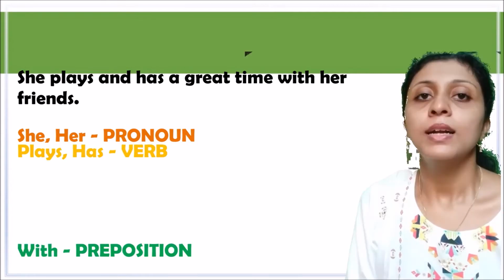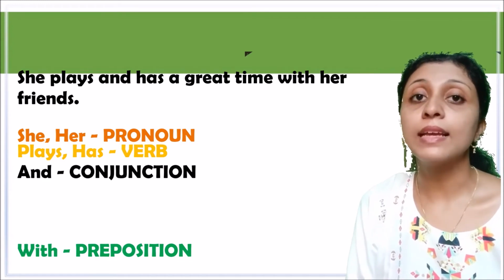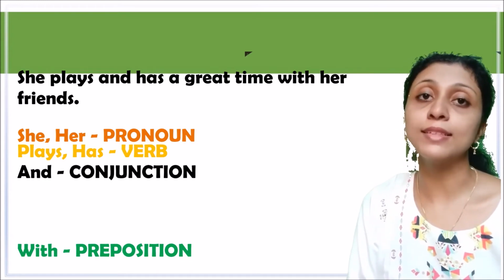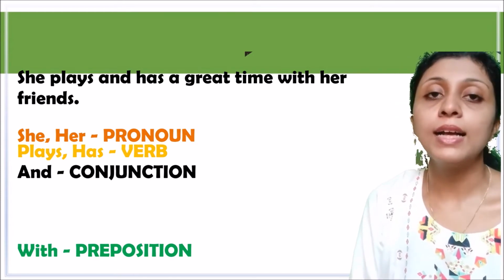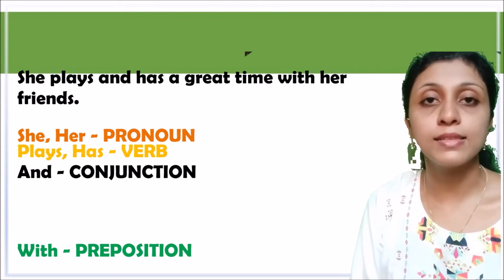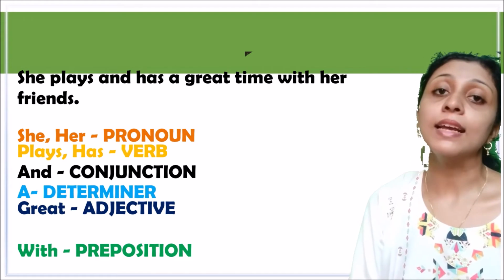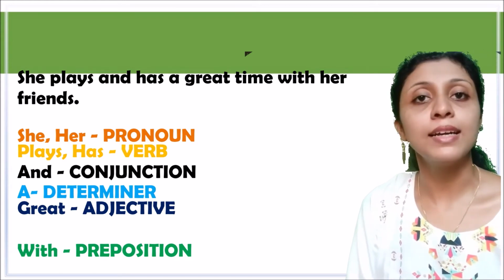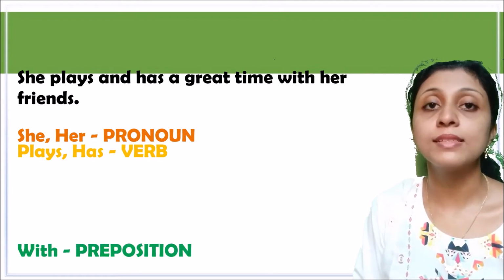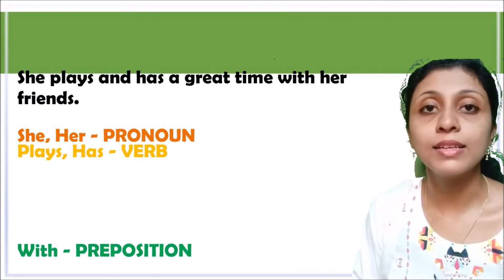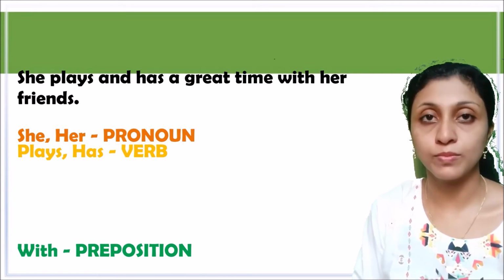Plays is a verb. And is a conjunction. It is a word that is used to link the first part of the sentence to the rest of the sentence. Has a great time. Has is a verb. A is a determiner. Great is an adjective. And time is a noun. With her friends. With is a preposition. Her is another pronoun, and friends refer to a noun.